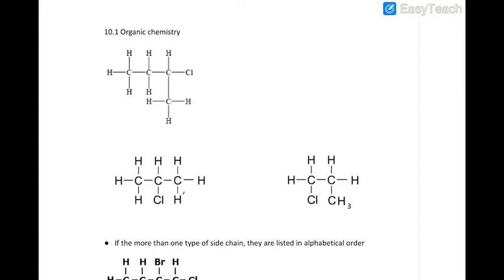So here I'm going to start numbering. So 1, 2, 3, 4. Okay, so that's the longest chain. But when I'm numbering like this, I can see that the chlorine is getting number 3 when it can easily get a lower number. So I know that my numbering has started the wrong way. So I will start again at 1, 2, 3, 4. So I know this is chlorobutane. So I'm just going to mention the position of the chlorine. So 2-chlorobutane.